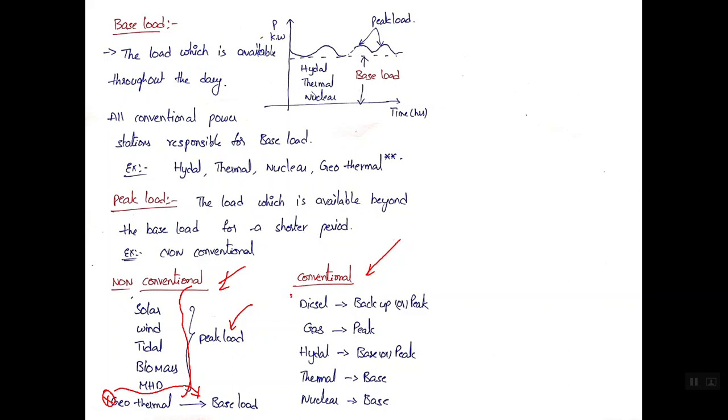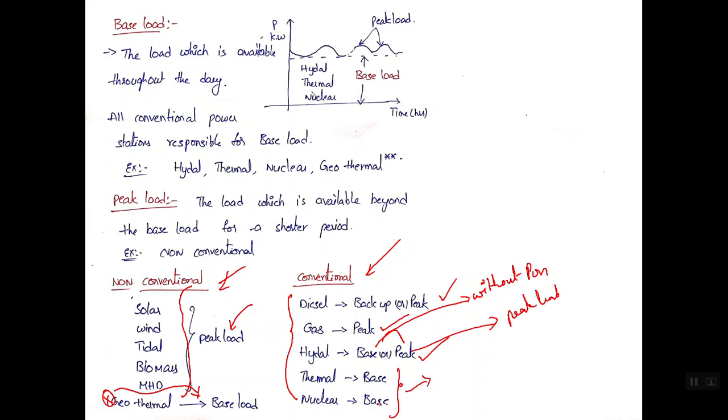And among the conventional sources, diesel will be used as a peak load plant, gas as a peak load plant, and hydel will be used as both base and peak load. Without pondage it acts as a base load. With pondage it can act as a peak load also. Thermal and nuclear power stations are base load plants.